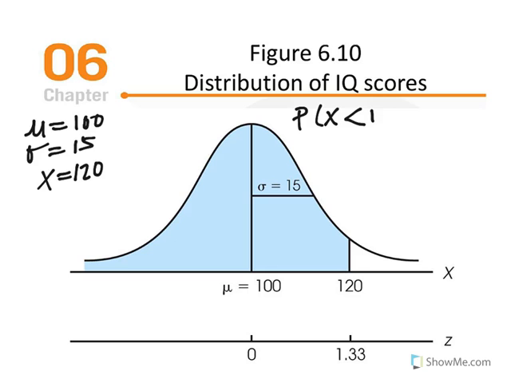that's less than 120? To proceed, we're going to convert that x value into a z-score using our equation: z is equal to x minus mu divided by the standard deviation. Before we go any further, we should take the time to sketch out a distribution, which has been done for us here: label the mean of the distribution, identify the standard deviation, and then place the score of interest, in this case, a score of 120.